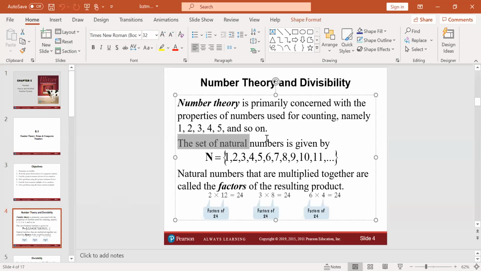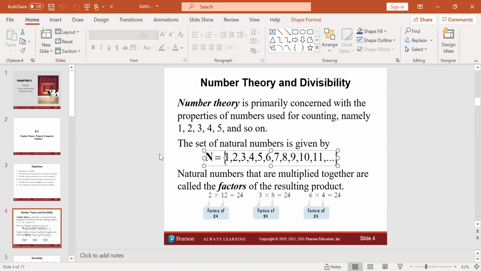We will define a special set of numbers. We will call them the natural numbers. The natural numbers. And they're called that for a very exact reason. It's because that's naturally what you think of when you think of numbers. So the natural numbers will be the positive whole numbers: 1, 2, 3, 4, 5, 6, 7, 8, 9, 10, 11.